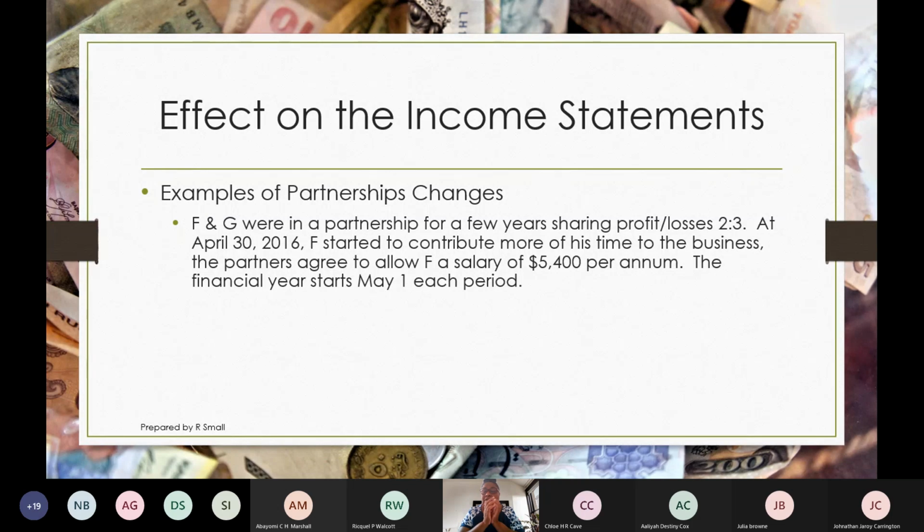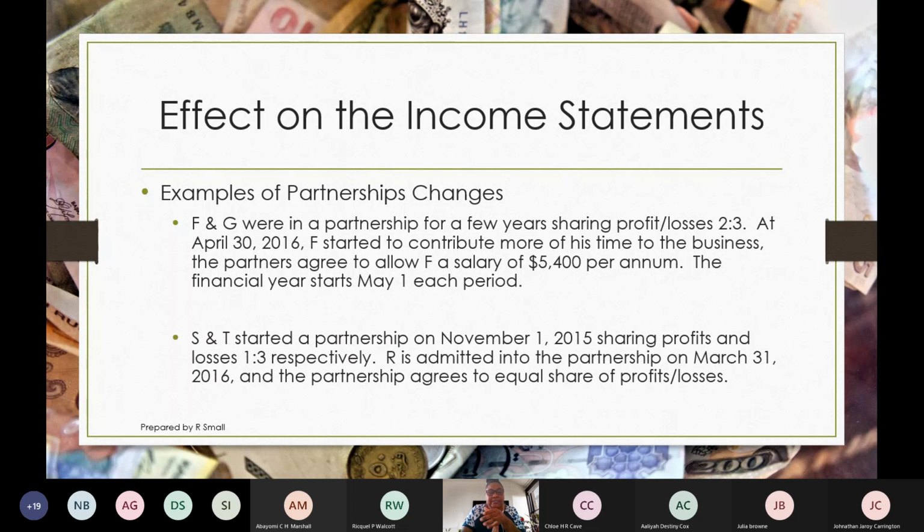They were sharing profits and losses 2 to 3. The original agreement does not state that F get any salary. So because the partnership changed, what happened then is that F started to do more work in the business, and the partners agreed that F should get an annual salary of $5,400, and that is what caused the agreement to change. Okay, giving the salary to F is what caused the original agreement between the existing partners to change. Okay, so that's an example.